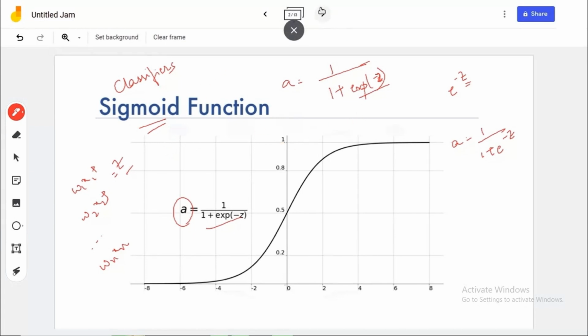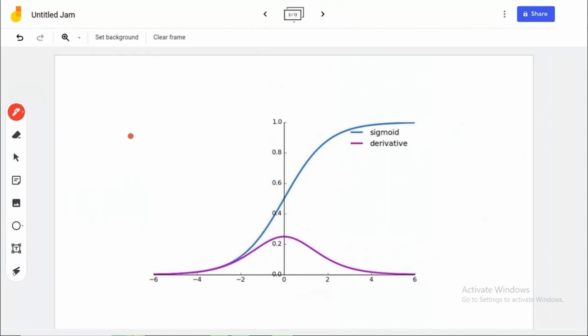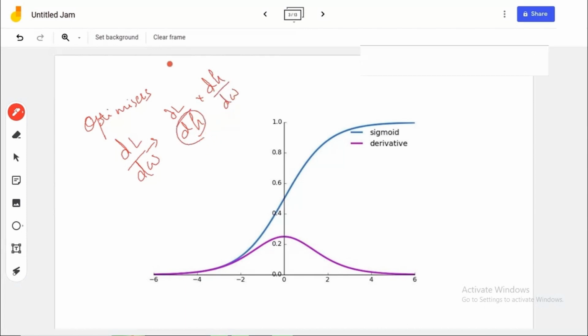Next, let's come across the derivative of the sigmoid function. So why do we need the derivative? If you remember, we had optimizers, and in optimizers we used to calculate the loss with respect to the weights, but there was a chain rule, so we had to calculate the loss with respect to the output and then the derivative of the output with respect to the weights. So for calculating the derivative of the output, you need these derivatives. Hence, this is the derivative of a sigmoid function.